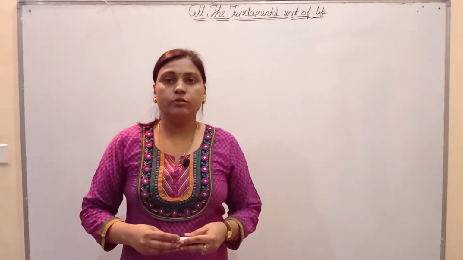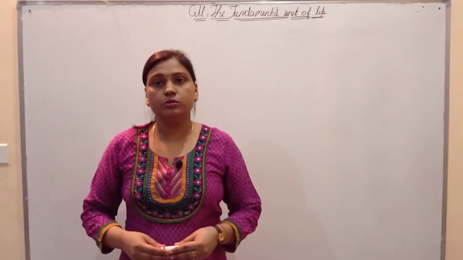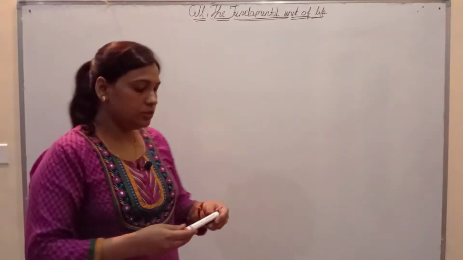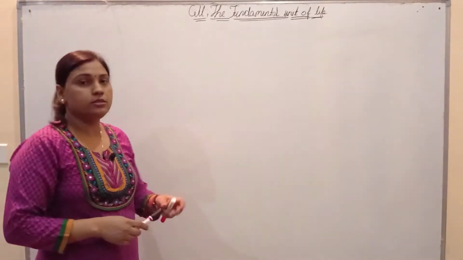Hello students, today we are going to discuss the topic cell wall. Cell wall is the outermost covering of the plant cells and these are absent in the animal cells. So let us start.